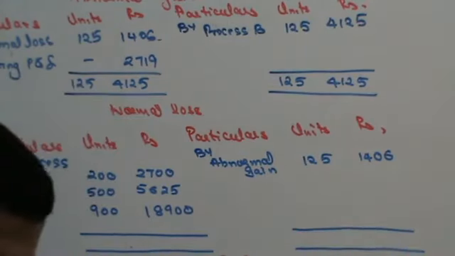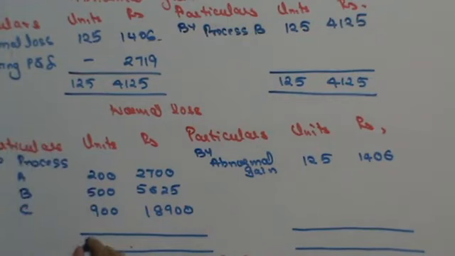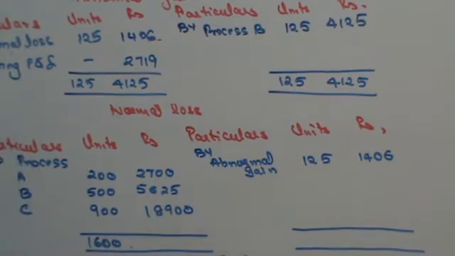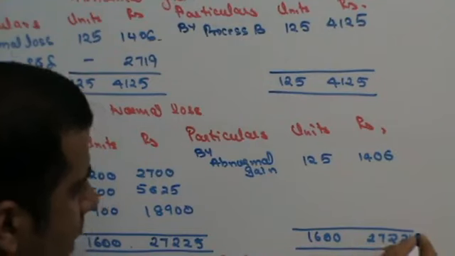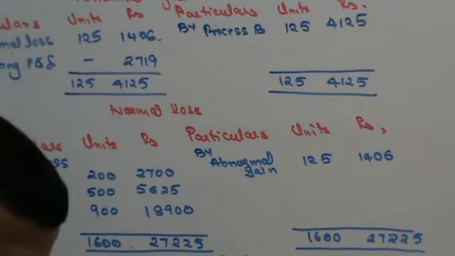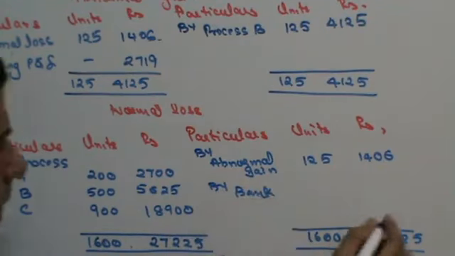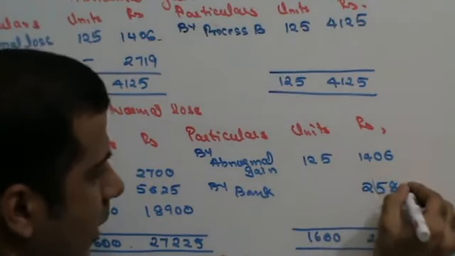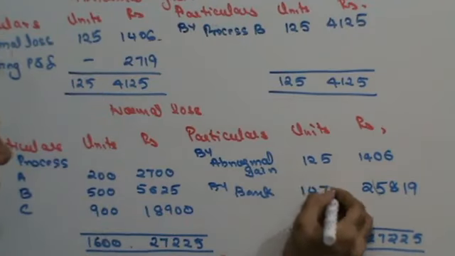So this is going to give you 1,600 units and total is going to be 27,225. 1,600 units, 27,225. Right? The difference, someone will have to help me get the difference by bank. 25,819.